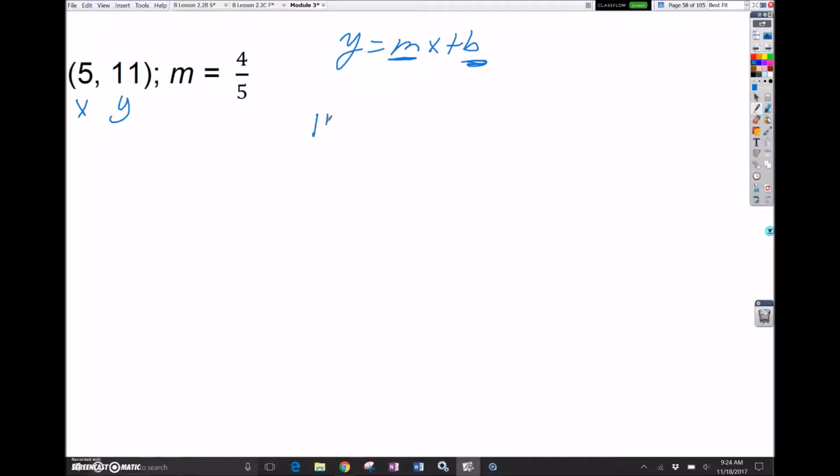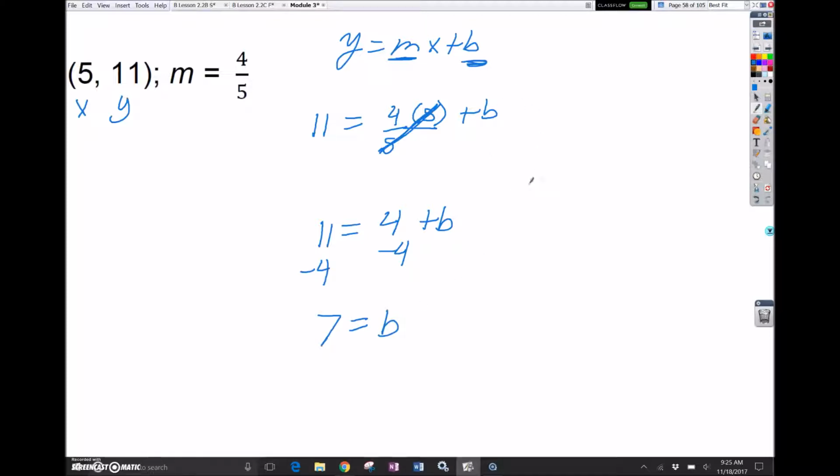So it's going to look like 11 is equal to 4/5 times x. But I know what an x is. My x value is 5 plus b. So now when I solve these, I'm going to have 11 equals, you could do 4/5, or you could just do 5 divided by 5, which reduce and cancel each other out, to 4 plus b. I'm then going to minus 4 on both sides, and that'll give me 7 is equal to b.